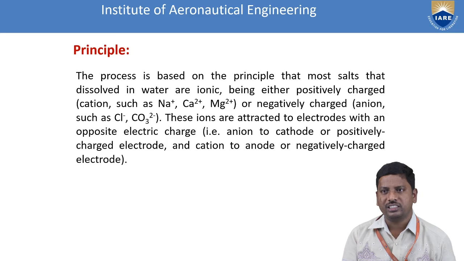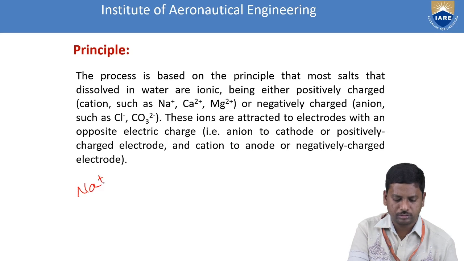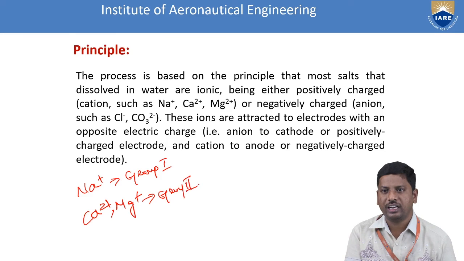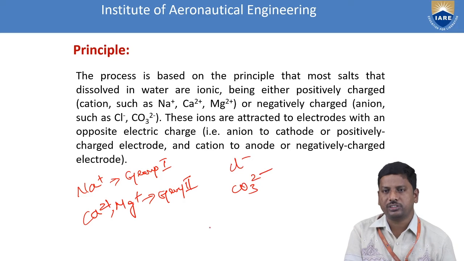That means generally this water contains the salts of sodium, calcium, magnesium. Sodium belongs to group 1, and calcium and magnesium belong to group 2. These group 1 and group 2 elements are called alkali and alkaline earth metals. And the negatively charged ions are chlorides and carbonates. These chlorides belong to the 7th group, called halogens.